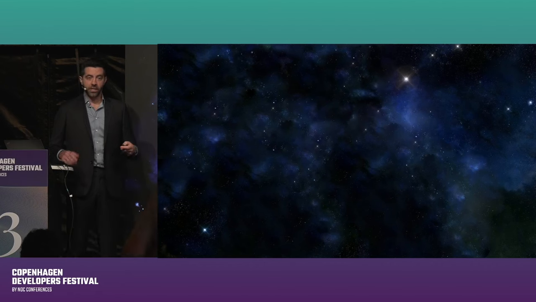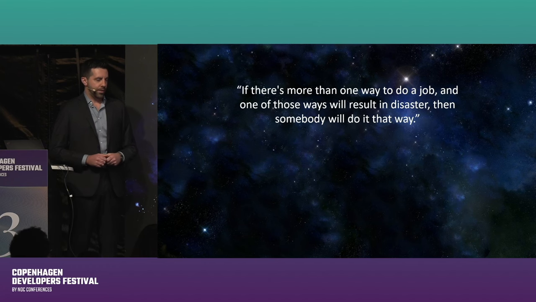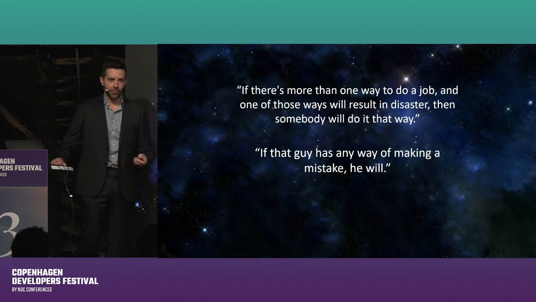And according to his son, what he said at the time was, if there's more than one way to do a job, and one of those ways will result in disaster, then somebody will do it that way. But what some of the other engineers who were present at the time said he said was, if that guy, referring to that particular technician, has any way of making a mistake, he will.